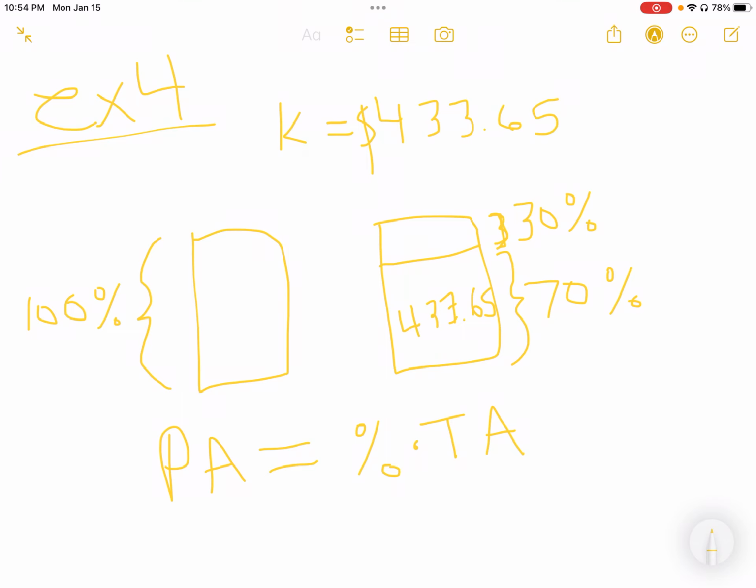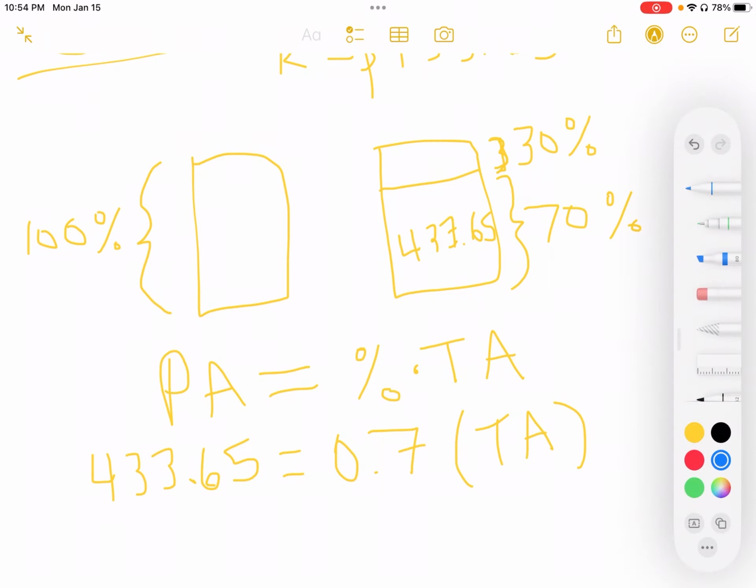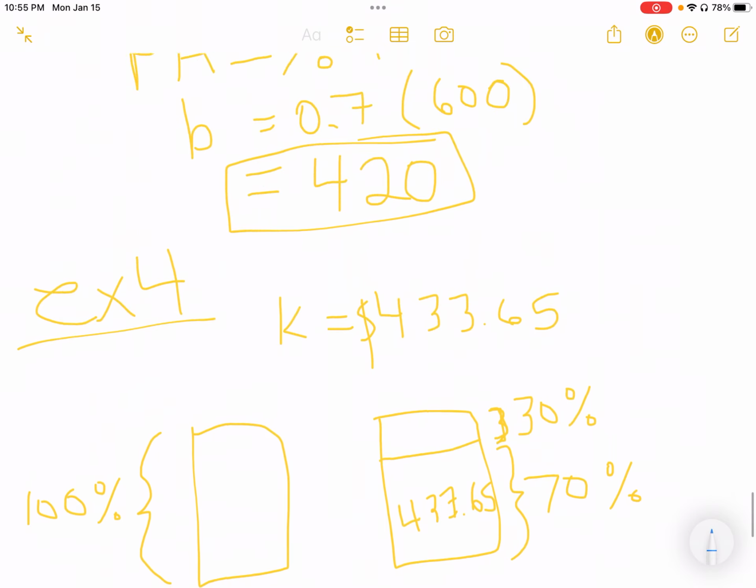Well, what's my percent? My percent, at least of the amount that I know there, is 70%, which is 0.7. And then my total amount, well, I actually don't know my total amount, so that's going to be my unknown. So my 0.7 times my total amount would have been 433.65. I don't actually know that, but the good thing is that this is just multiplied by my total amount.